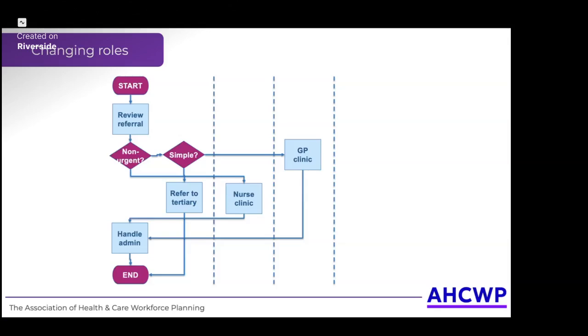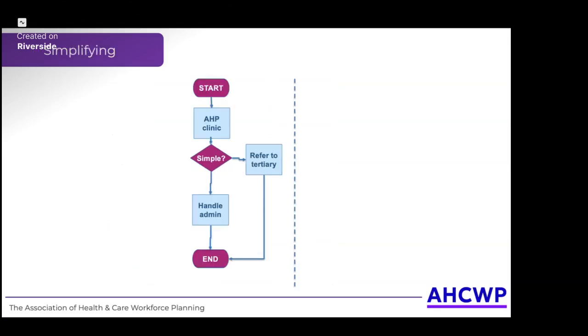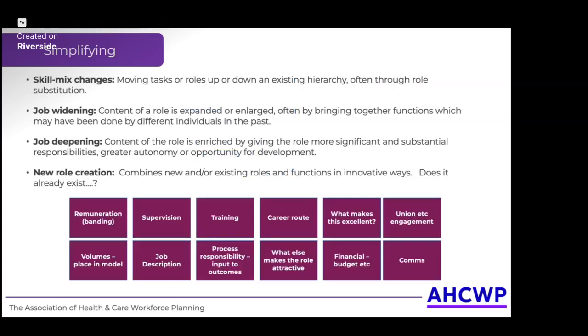So that's the first way we can do things. We can change roles around who does what. But we can also aim to simplify it where it's all done by a single person, because that may also be a better role, or it might speed things up. So there's a few things that we can consider. We can consider skill mix changes.